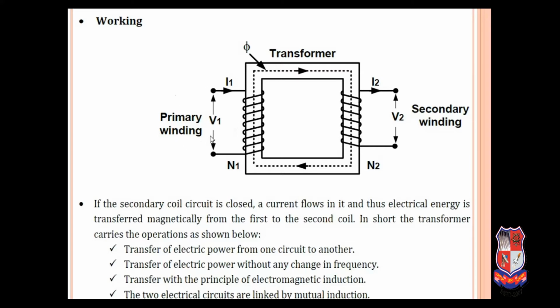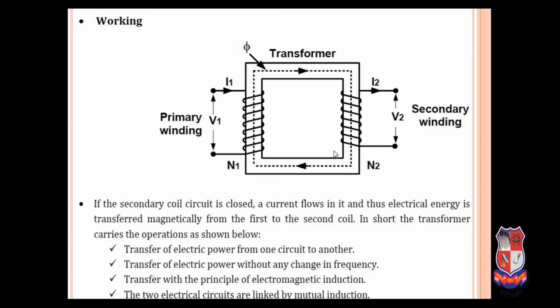Whenever single phase AC supply is applied to the primary winding, alternating flux is produced inside the iron core. The flux produced inside the iron core is linked with the secondary winding and produces induced EMF inside the secondary winding according to Faraday's laws of electromagnetic induction. So this is the working principle of the single phase transformer.